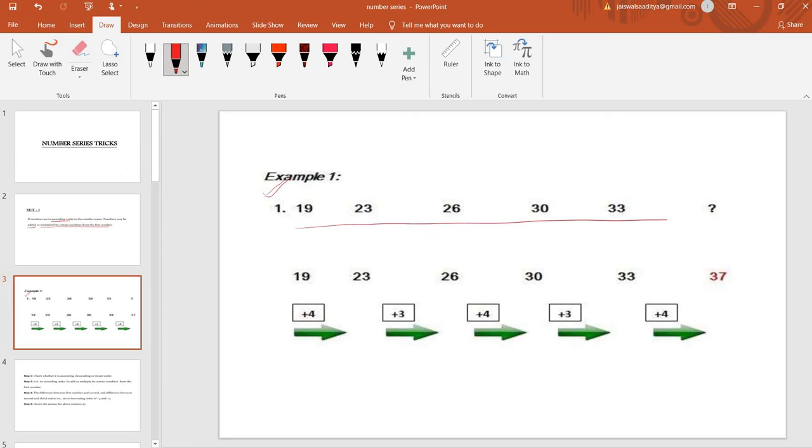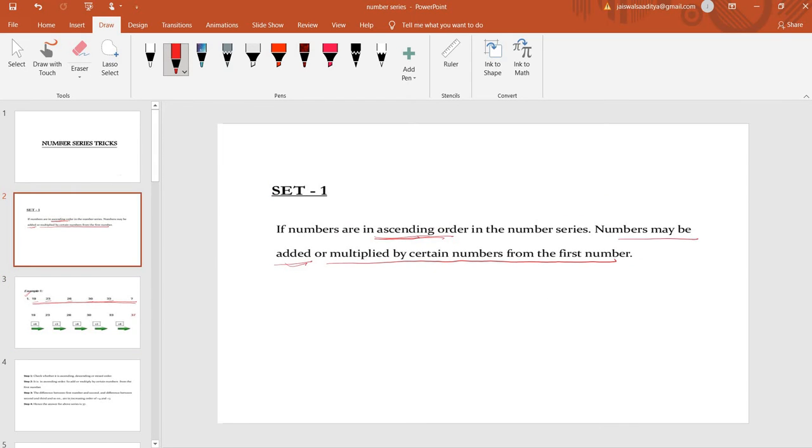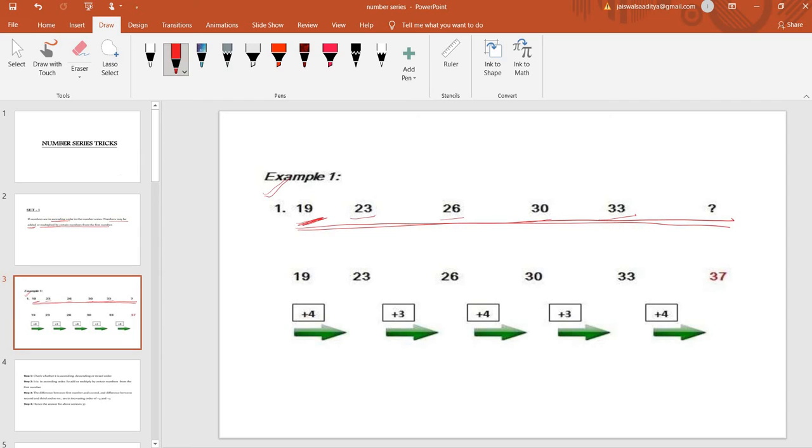This is the number series: 19, 23, 26, 30, 33. What is written? The number may be added or multiplied by a certain number from the first number. This is the first number, correct? If we multiply or add something to the first number, it will give us the second number.